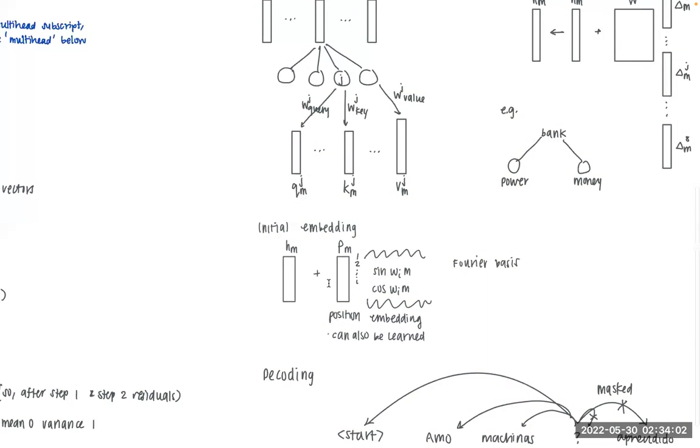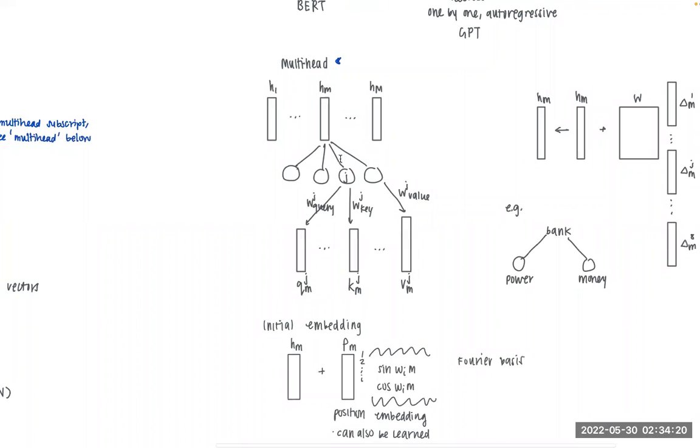So we may have high frequency and low frequency waves. This is actually similar to the Fourier transform. Those are the Fourier basis. This gives us position embedding, so that after you add these two, each word also carries its position information. And then you can go over this multi-head self-attention to make the update.